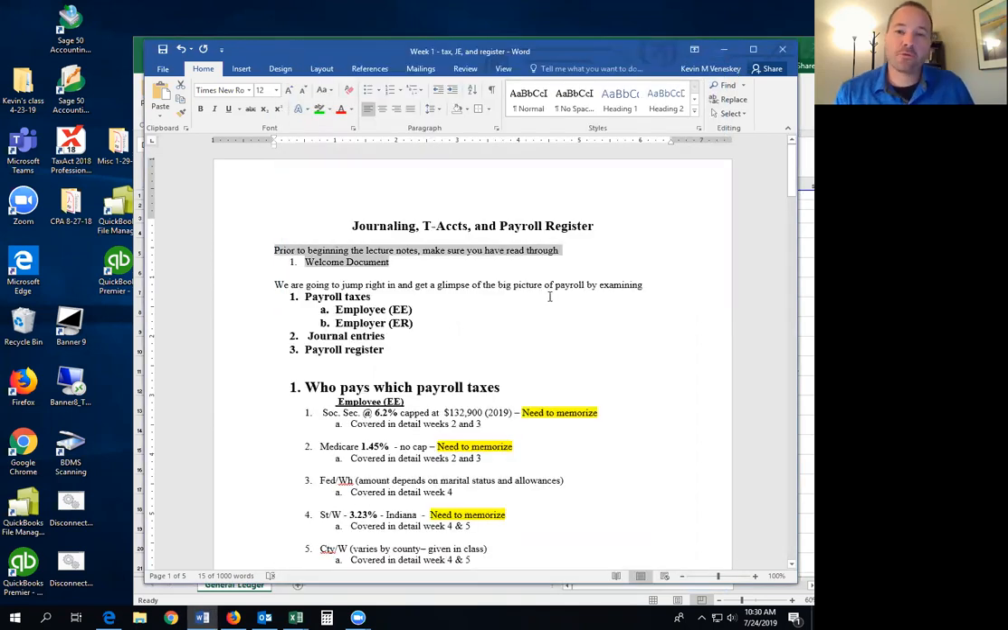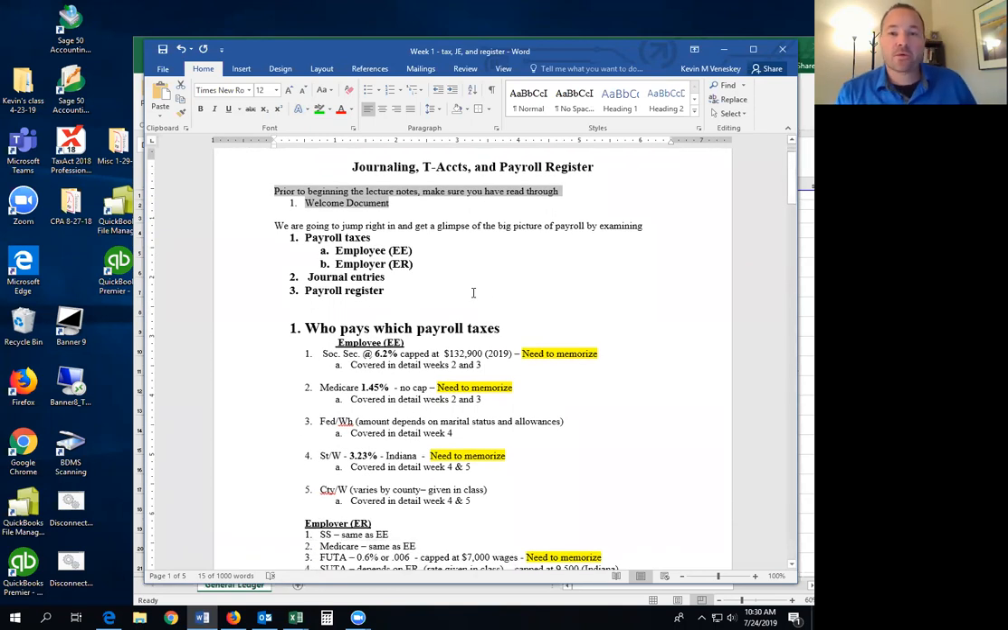But what we're going to go through is a little bit more difficult for a lot of students, and that is to begin to look at how we do payroll journal entries, T accounts, and how to make a payroll register. We're going to be doing journal entries, T accounts, and payroll registers every single week of this 8-week course. So we're going to start early to get a good feel for it, and then continually use it. You have to have this first week's material down really well to do well in the rest of the course.